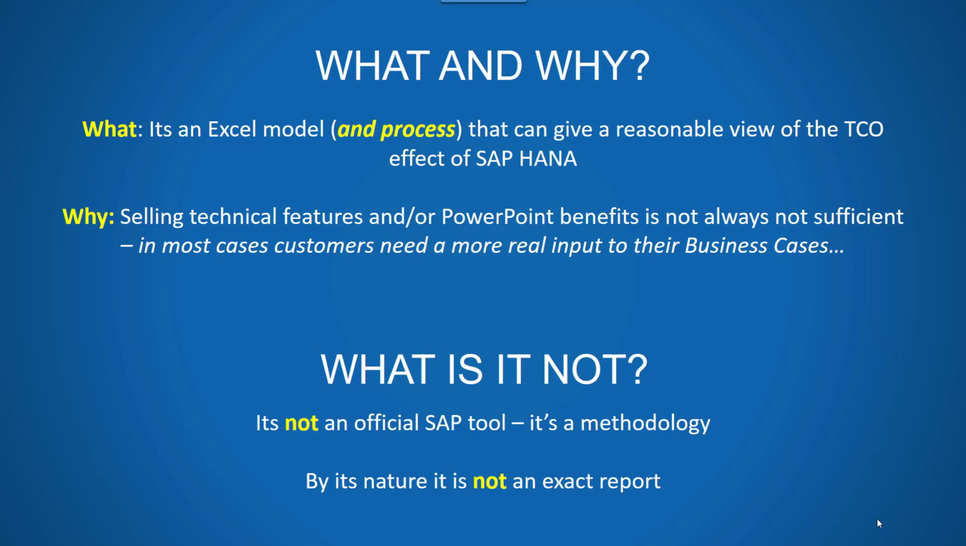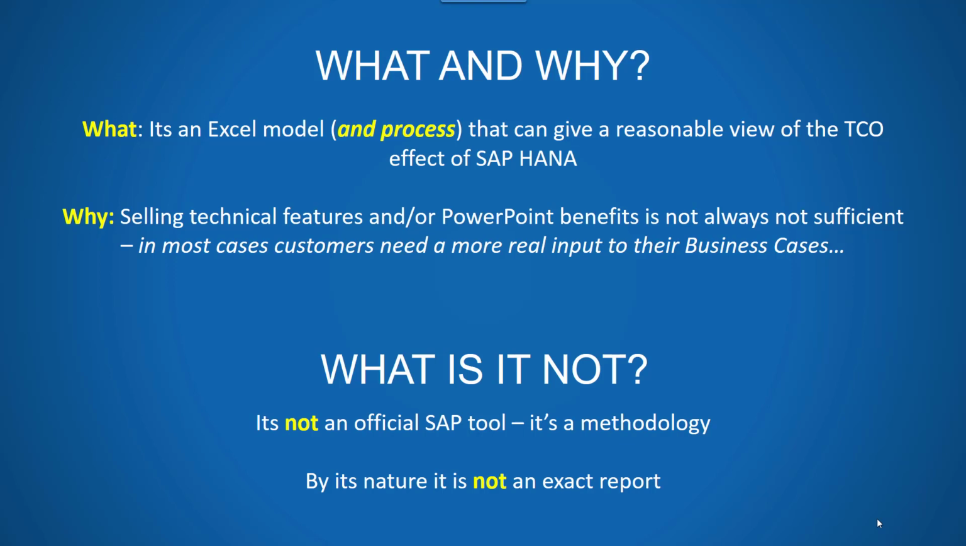Now, by its nature, because this is a high level estimate, it cannot be an exact science. The idea is that you go through this process and you get a high level view of whether the introduction of HANA would potentially save you some money or cost you some money. And if it turns out that it does save you some money, then the next part of the iteration would really go into the fine detail to actually see exactly what those numbers were.